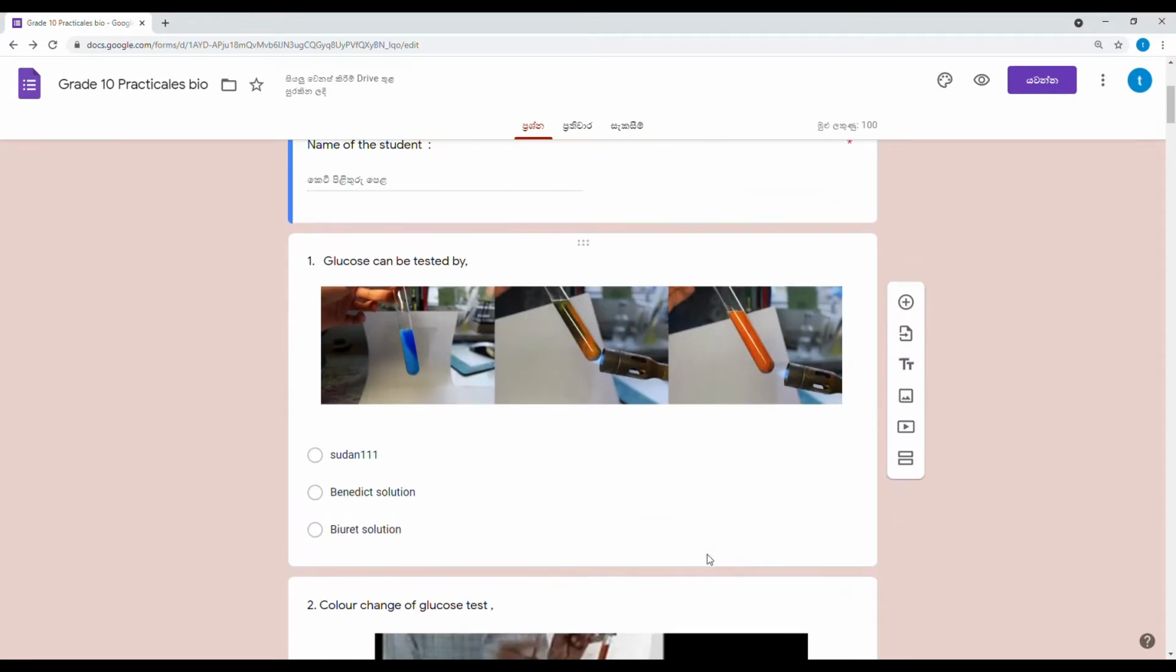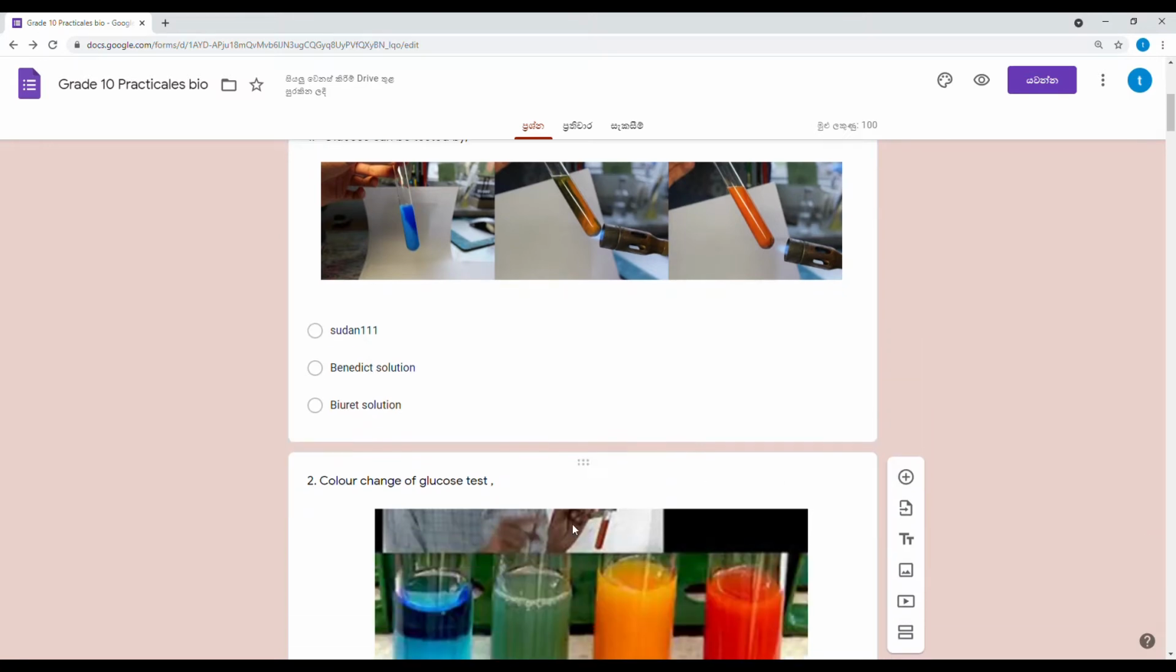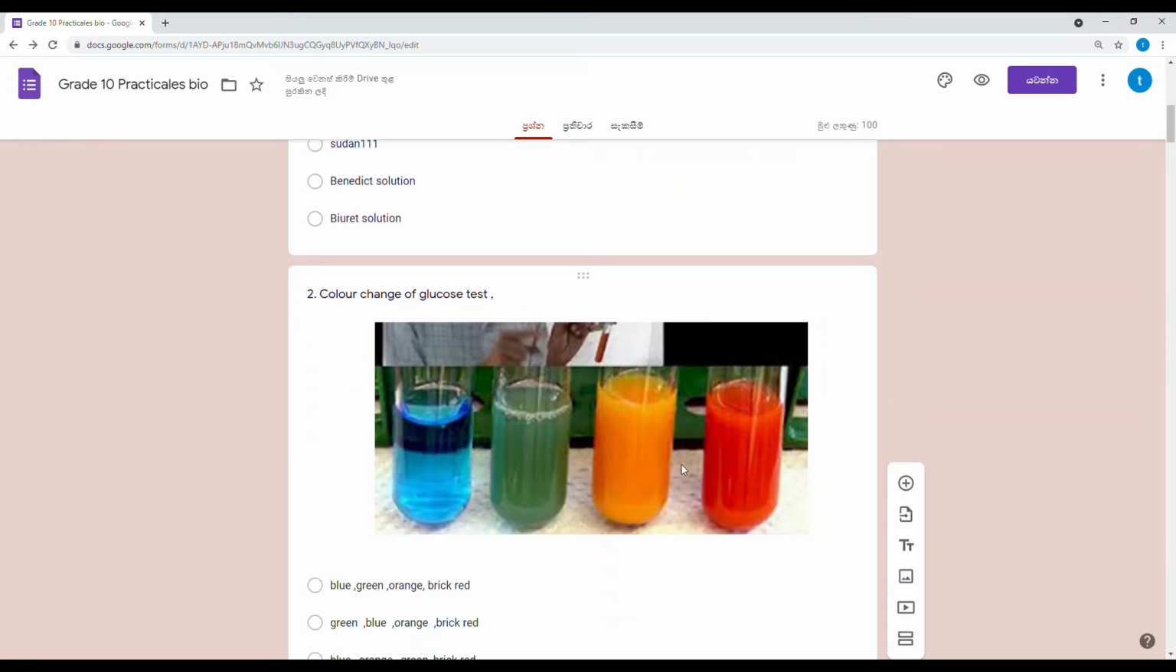When you get into the glucose test, we know in the glucose test, we use a brown color solution, that is Benedict solution. In the glucose test, first you put the glucose sample in the test tube, and after that we have to heat it. Then you can see this kind of color change: blue, green, then orange, and the brick red precipitate. I think you remember those colors, and most of you have done these experiments.